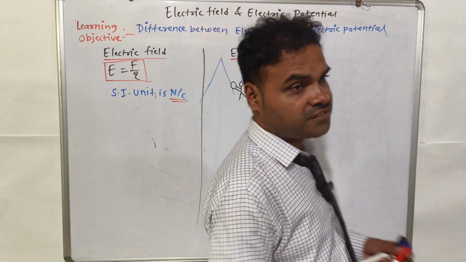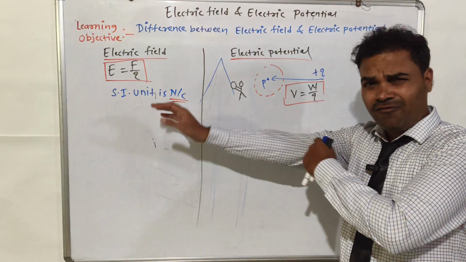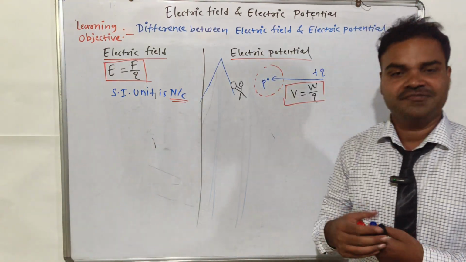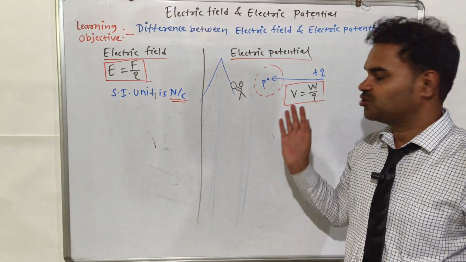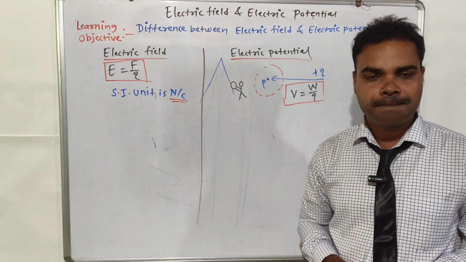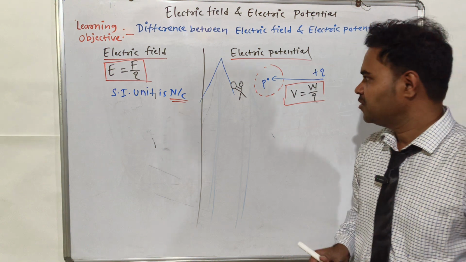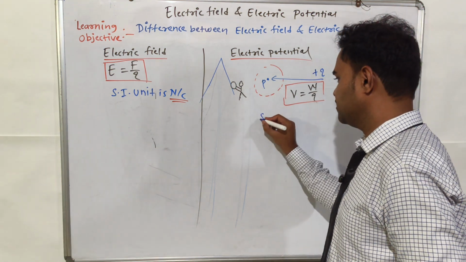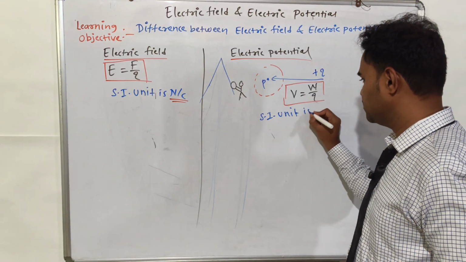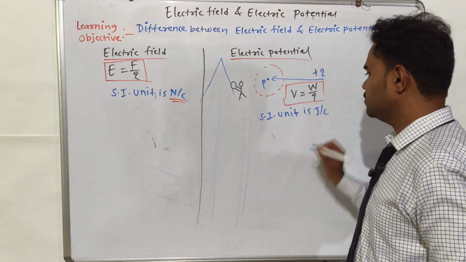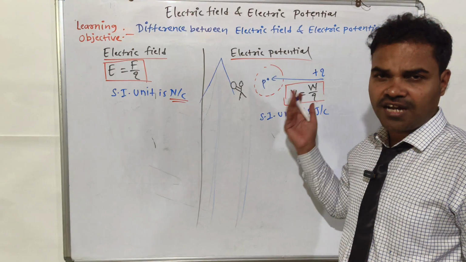Tell me, what is the SI unit? Here it is the SI unit. Okay. And what is the SI unit of electric potential? Tell. By using the formula. Anybody? Correct. It is joule per coulomb. The SI unit is joule per coulomb. The work unit is joule, and the charge unit is coulomb.